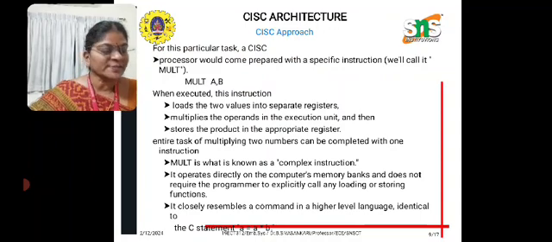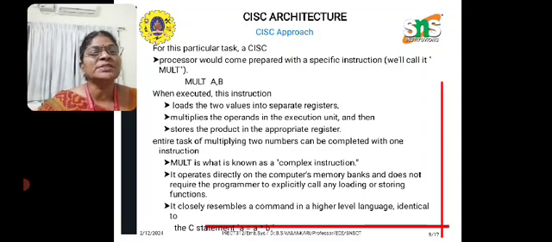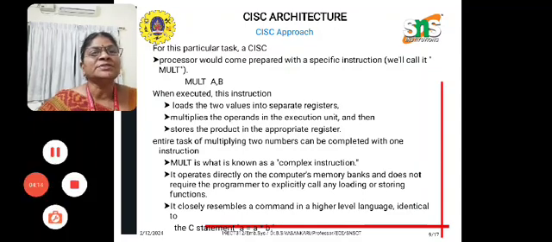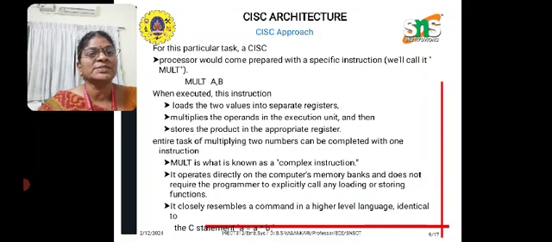So the approach of CISC is for a particular task, the processor would come prepared with specific instructions. We call it MULT A B. When executed, this instruction loads the two values into separate registers, multiplies the operands in the execution unit, and then stores the product in the appropriate register. The entire task of multiplying two numbers can be completed with one instruction, and it is known as a complex instruction. It closely resembles a command in a higher level language, identical to a C statement.